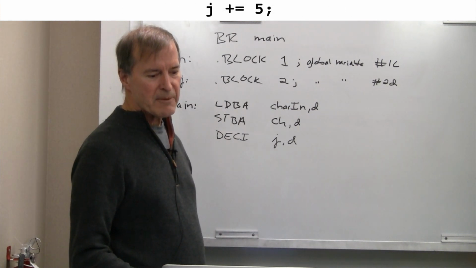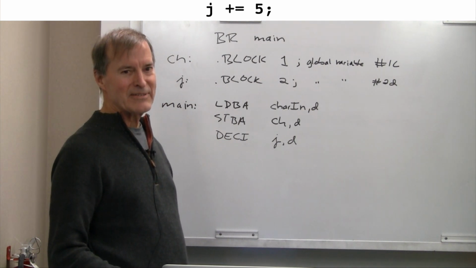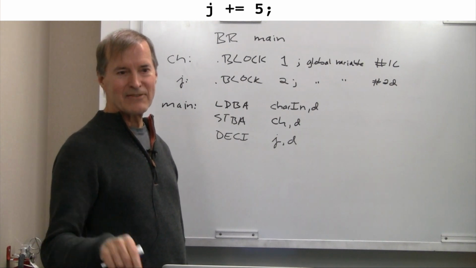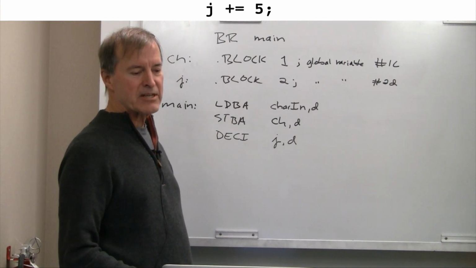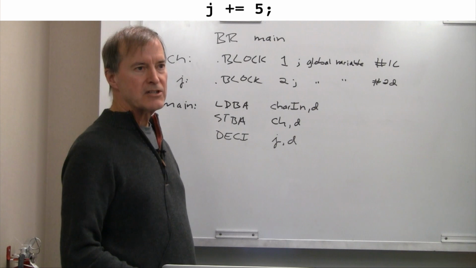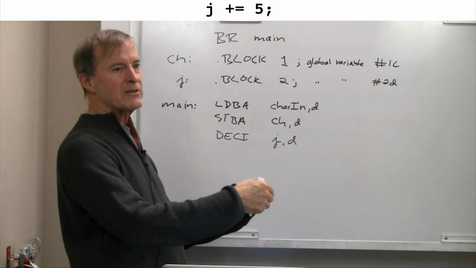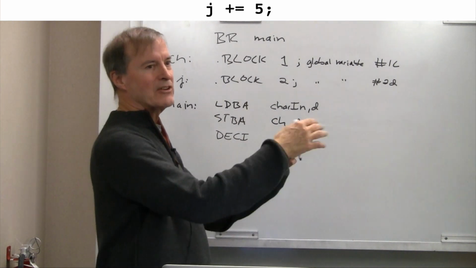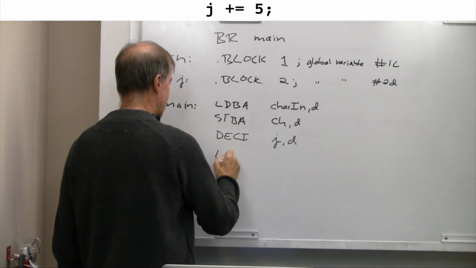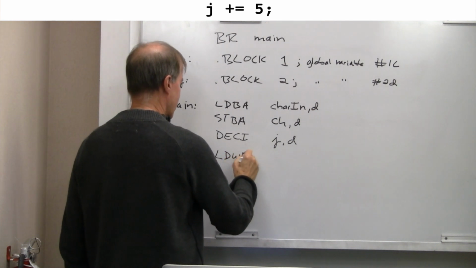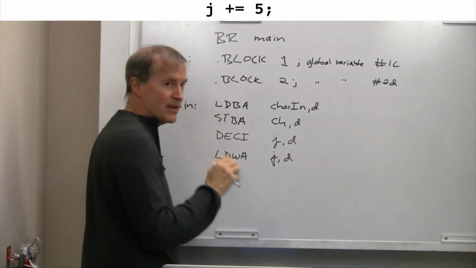Okay? Now, how about j plus gets 5? Have any idea? This is kind of hard first time around. This j plus gets 5 is the same thing as j gets j plus 5. So what we have to do is get the j, add the 5, and then store it to the j. So what do you suppose this is? Okay, so load word accumulator, j addressing. Immediate? Oh no, direct. Direct. Good.